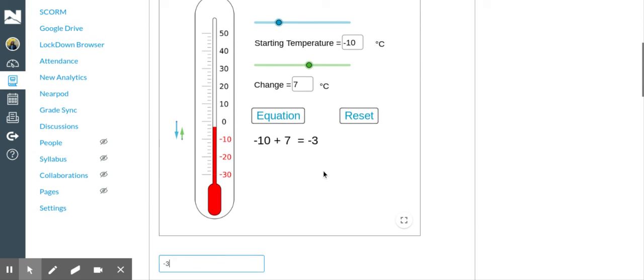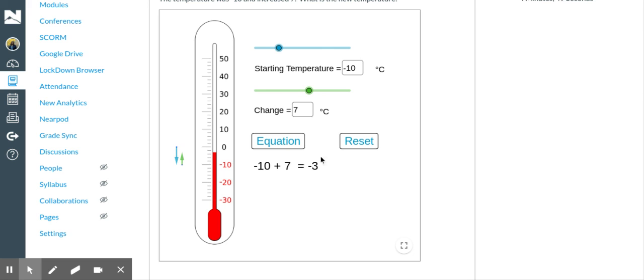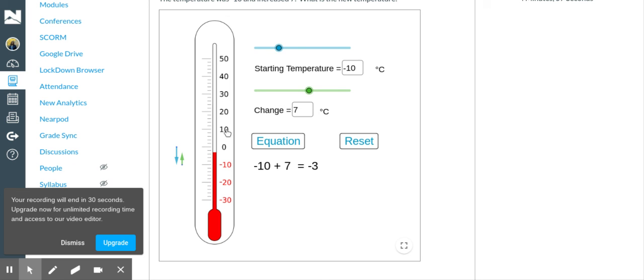So I want you to practice a couple of these. Try writing down some equations in your notebook before you use the app, and see if you got the right equation and the right answer. Because the next step, you won't have the app to check it with.